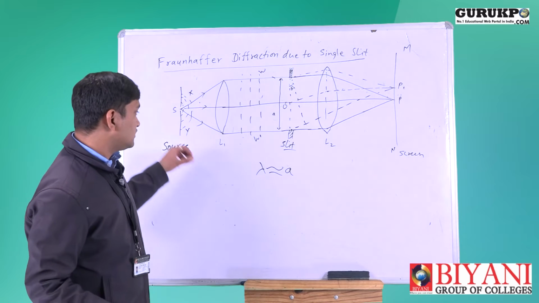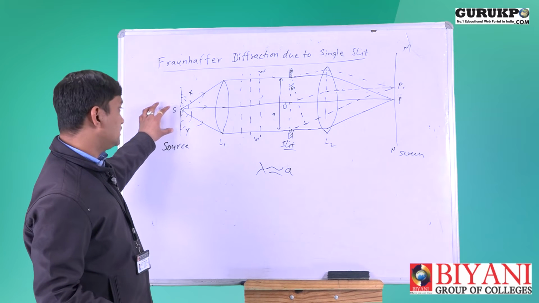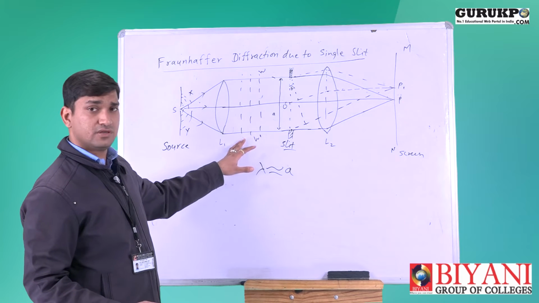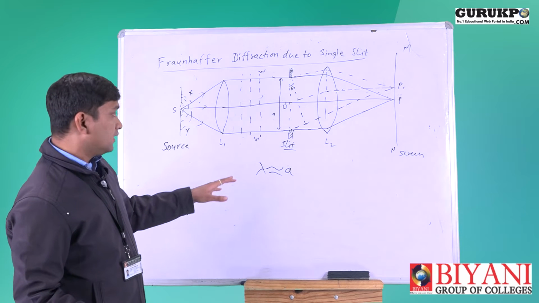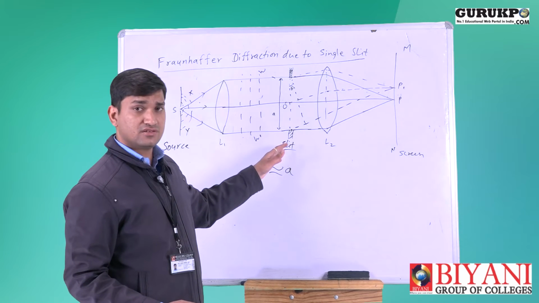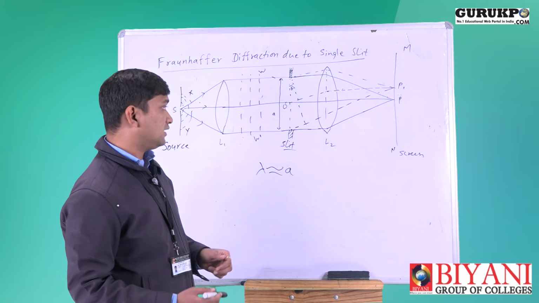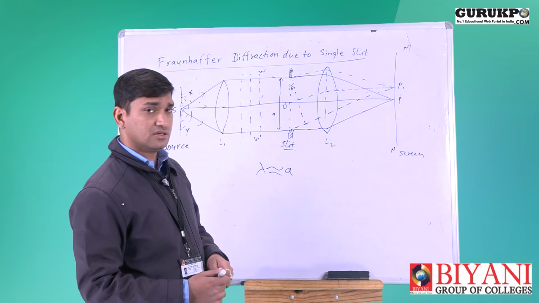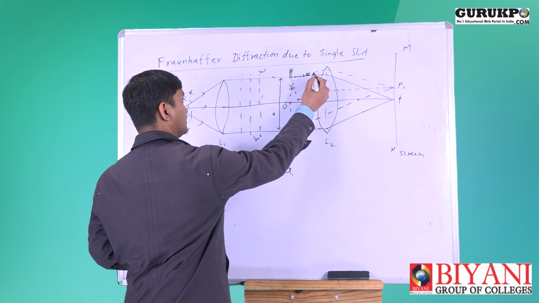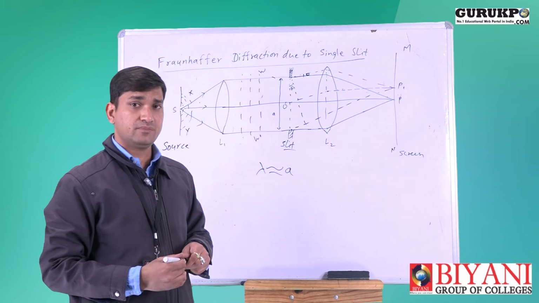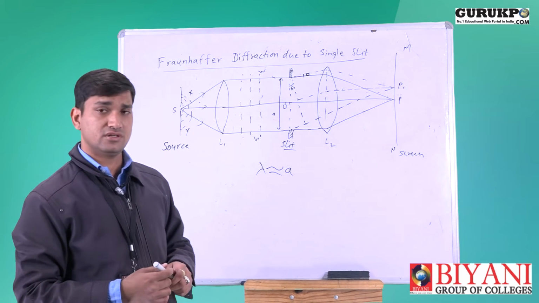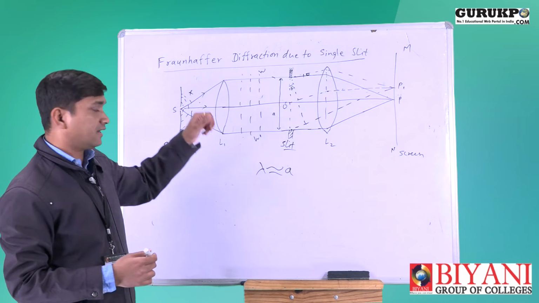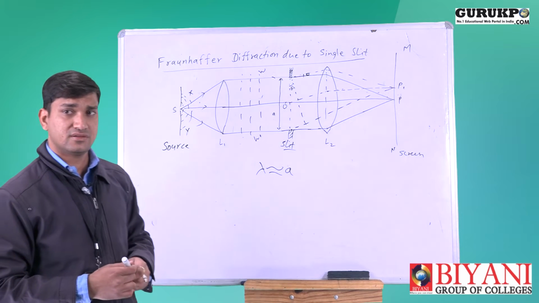This is the incident wavelength with the spherical or cylindrical wavefront converted into a plane wavefront by the lens L1. This plane wavefront is incident on the slit which has the width a. Now this will be diffracted through an angle theta and meet at the point P1. If theta equals 0, we get the spot of the source at the point P, which is known as central maxima.